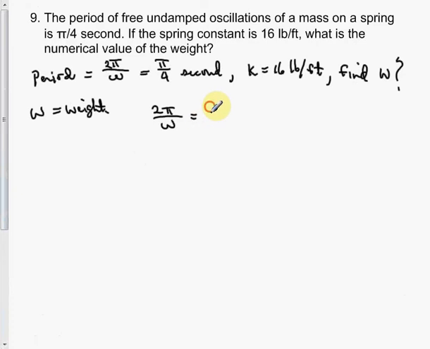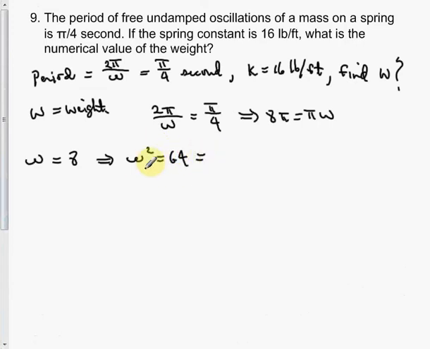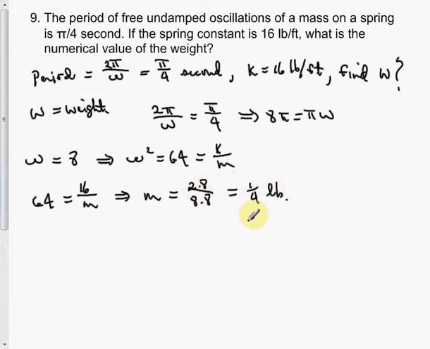So here we have 2 pi over omega is equal to pi over 4. Just cross multiply, and we get 8 pi is equal to pi omega. So omega is equal to 8. So this implies that omega squared is equal to 64, but omega squared has the formula K divided by M. They give us K, that's 16, so we just plug that in, we solve for the mass, then from there we can get the weight. So here we have 64 is equal to K, which is 16, all over the mass. So this implies that the mass is equal to 16 over 64, which is just 1 over 4 pounds for the mass.